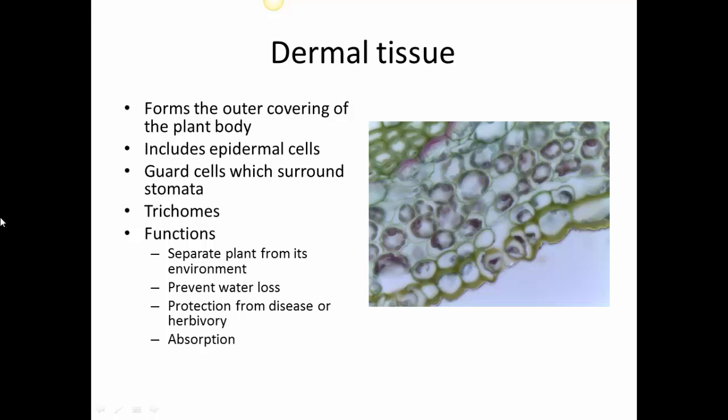Other structures of the dermal tissue include trichomes, and those are little hairs that are sometimes on the leaf surface. Sometimes those are important in preventing water loss at the stomata or deterring herbivores from eating a leaf. So the dermal tissue helps to separate the plant from its environment, to prevent water loss, to protect the plant from disease or herbivory, and it also helps with the absorption of water. The growing area of the root is covered with tiny little hairs called root hairs. Those are part of the dermal tissue, and those hairs are primarily where water absorption is occurring in the plant body.